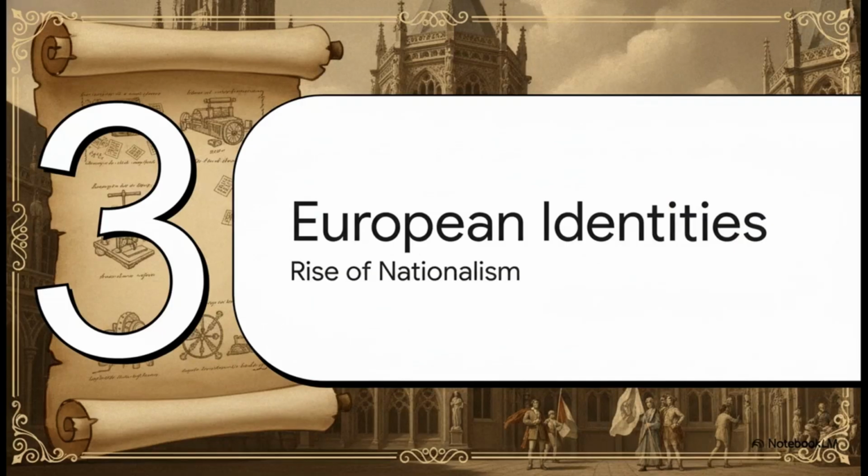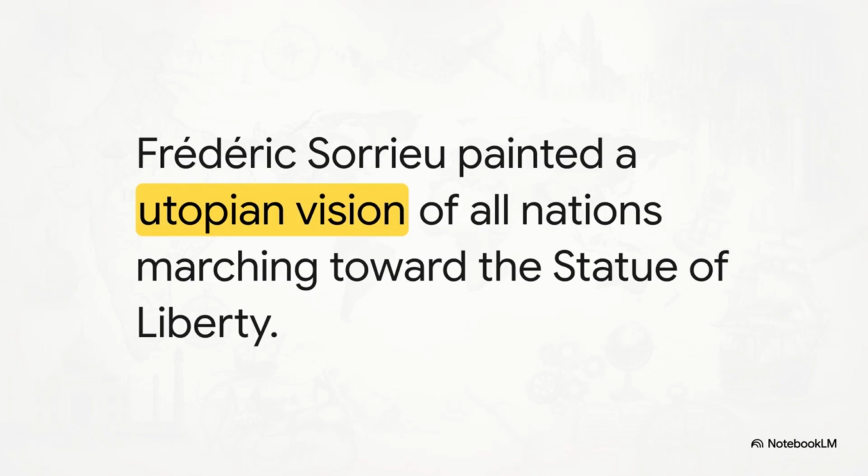That brings us to Section 3, Forging European National Identities and the Rise of Nationalism. So, before actual borders were redrawn across Europe, the whole concept of a nation had to be imagined first. In 1848, the artist Frederick Sorrieu created this incredibly famous utopian vision of people from all nations, completely regardless of their kings or empires, marching together in a long line toward the Statue of Liberty.